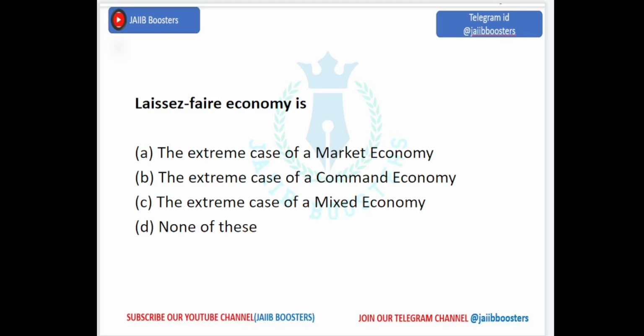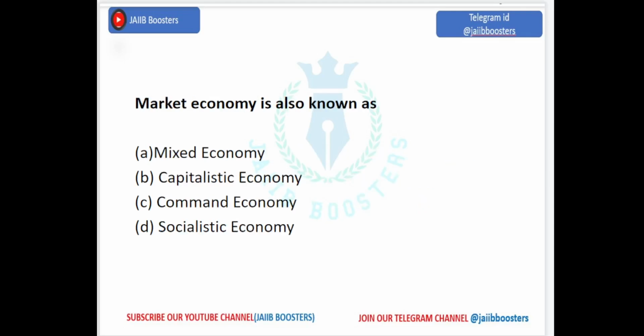What is the meaning of laissez-faire economy? The extreme case of a market economy, the extreme case of a command economy, the extreme case of a mixed economy, none of these. What is the definition here? The extreme case of a market economy. Market economy is also known as mixed economy, capitalist economy, command economy, socialist economy. The answer is capitalist economy.